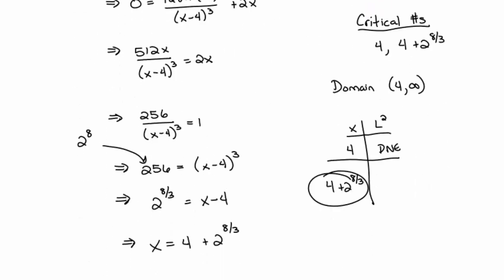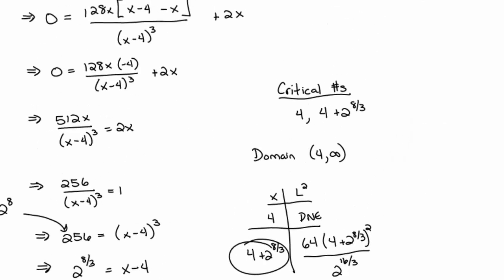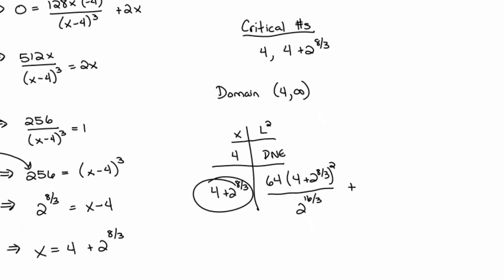What is it? 64x squared over x minus 4. So 64 times this number squared over this number minus 4. Is it squared though? Yeah, it's this number minus 4 squared. Well, if you take this number and subtract 4, it's just going to be 2 to the 8/3, but you're going to square that, so it's 2 to the 16/3. And then let's see what else there is to L squared: plus x squared. Okay, plus this number squared.